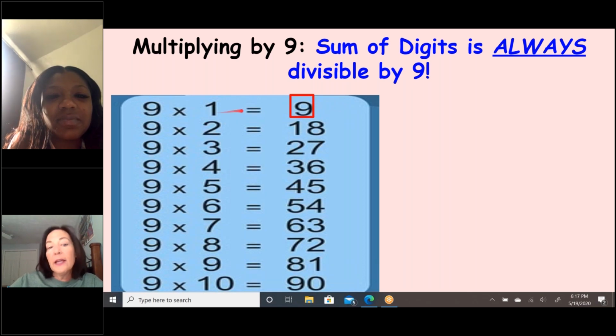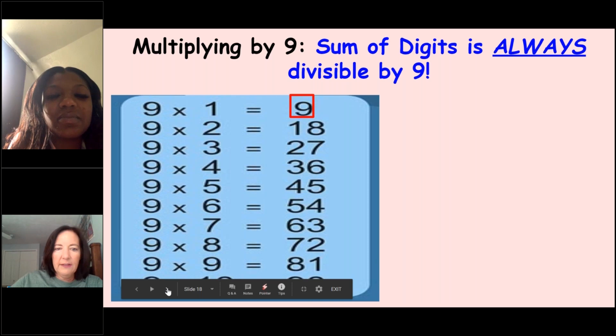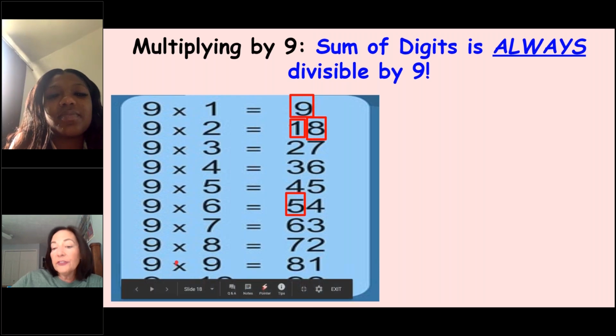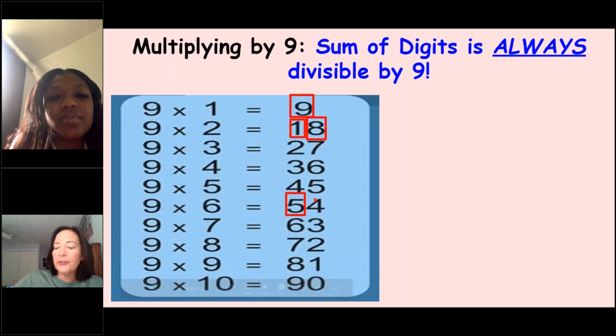So the problem, 9 times 1, the answer is 9. Well, add that up. That's just 9. But let's look at 9 times 2, we've got the 1 and the 8 from 18. So 1 plus 8 equals 9, and that's divisible by 9. Let's jump down to 9 times 6. The answer is 54. And so you look at the 5 plus the 4, and that equals 9.